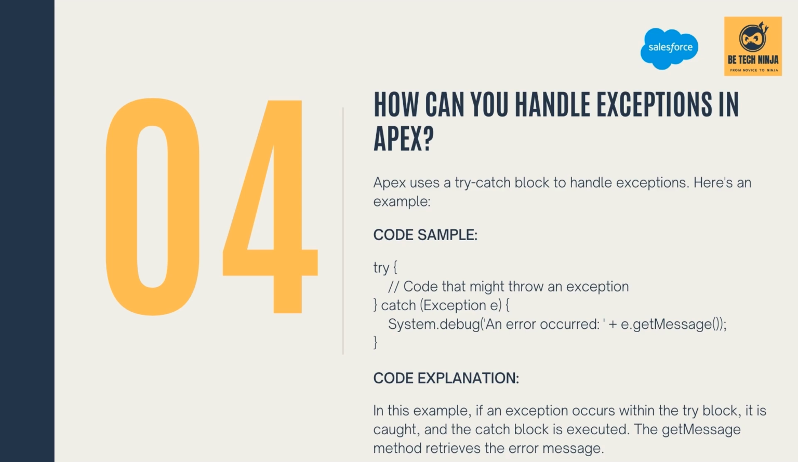Exception handling in Apex is crucial for gracefully managing errors. Apex uses a try-catch block to handle exceptions. The try-catch block allows you to execute code that might throw an exception and handle it appropriately. Here's an example. In this example, if an exception occurs within the try block, it is caught and the catch block is executed. The getMessage method retrieves the error message.